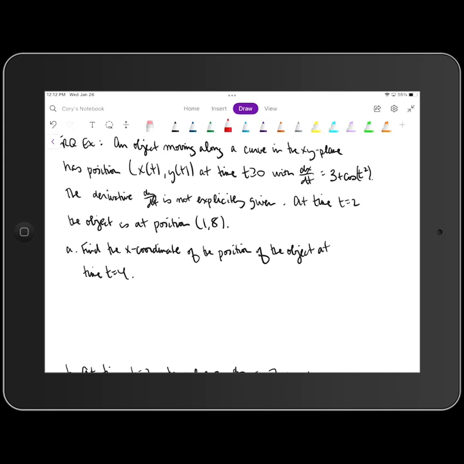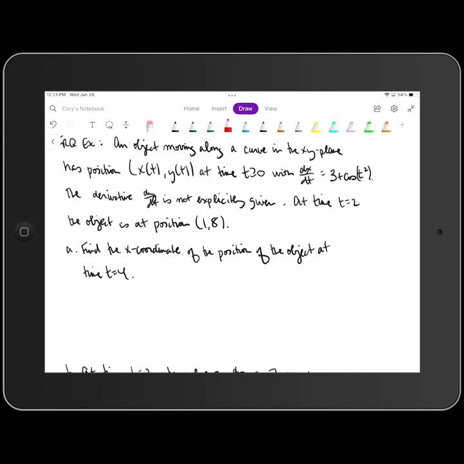Okay, so directions here say an object is moving along a curve. And by the way, this is a calculator question. So an object is moving along a curve in the XY plane, and it has the position x of t comma y of t at time t greater than or equal to 0, with dx/dt equal to 3 plus the cosine of t squared. And then we're told the derivative dy/dt is not explicitly given. And then lastly, at time t equal to 2, the particle is at position (1, 8).